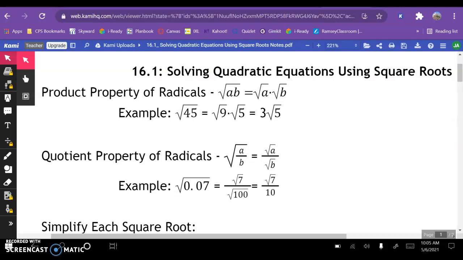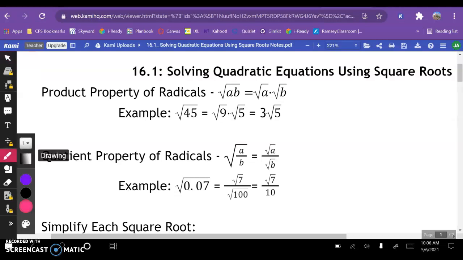So when we have a number that is not a perfect square, so we can't take the square root of it and get a whole number, we can break it down sometimes and simplify it. For example here, I have the square root of 45. 45 is 9 times 5. We can take the square root of 9, but we can't take the square root of 5. So when we take the square root of 9, we get 3, and we have the square root of 5 left over. So it's 3 square roots of 5.